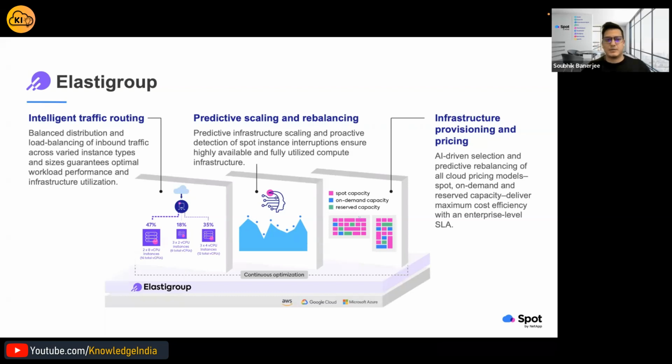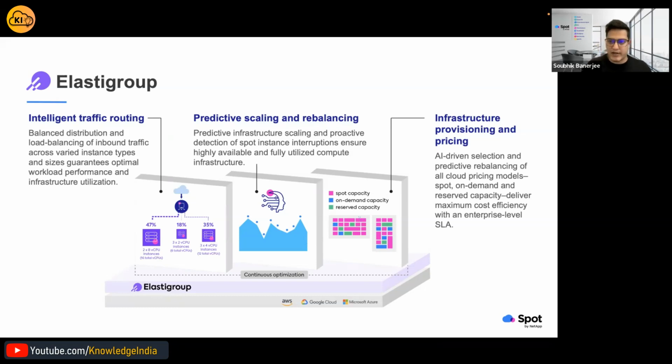Elastigroup is a product which helps you run your scale out workloads. So for example, your elastic load balancers, your application load balancers, right? Anything that is using virtual machines to run your applications, Elastigroup is a product which helps you run those sorts of applications on Spot instances while providing availability.